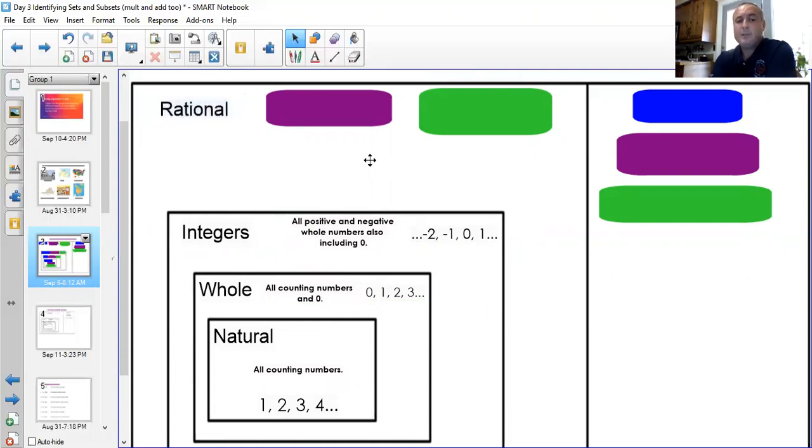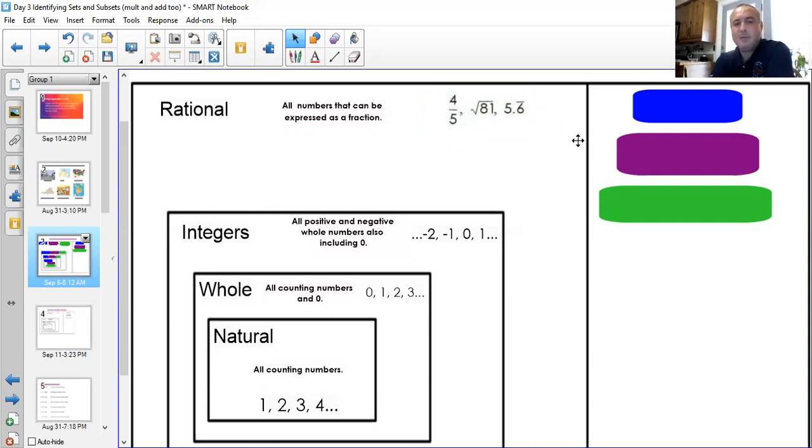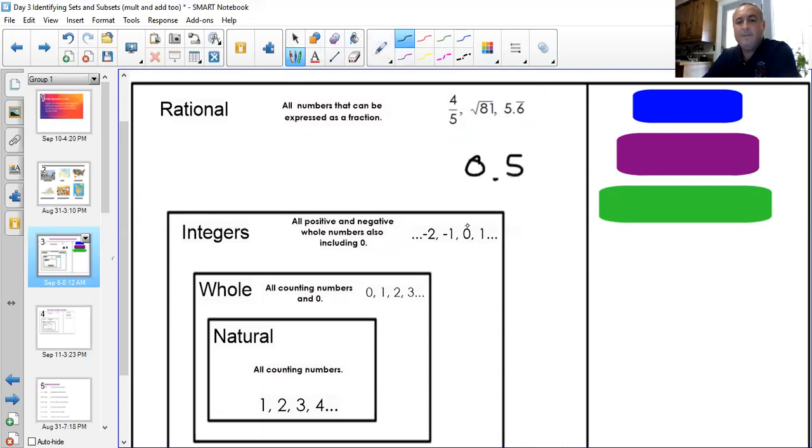You got your rationals, which are going to be all numbers that can be expressed as a fraction. This also includes percents and two types of decimals, decimals that terminate and decimals that repeat. Here's a couple examples. This would be a decimal that repeats. A terminating decimal would be something as basic as 0.5, right? There's nothing here, nothing left.